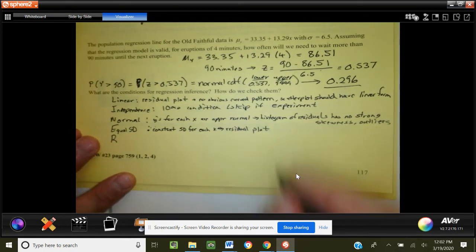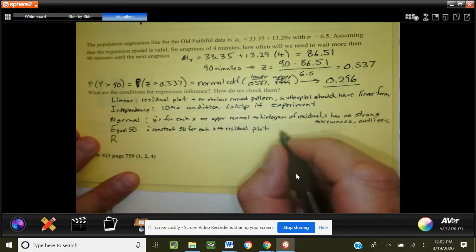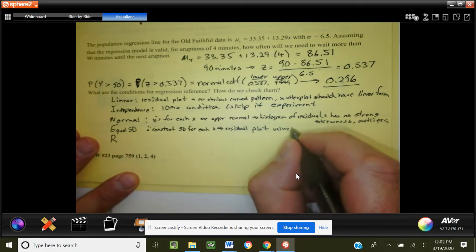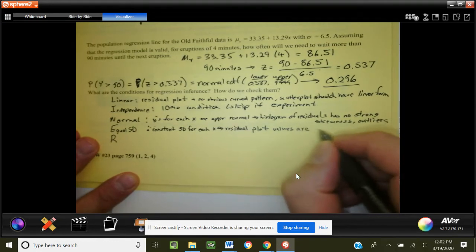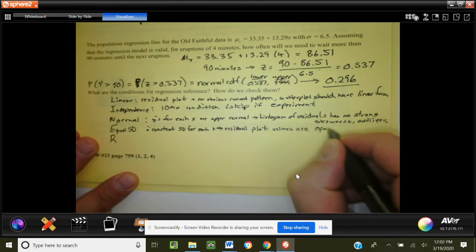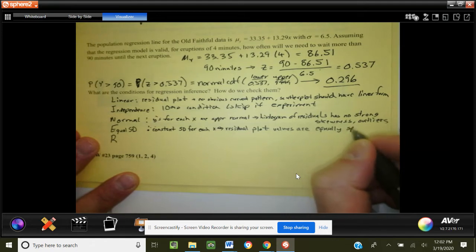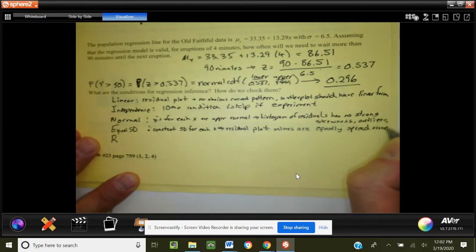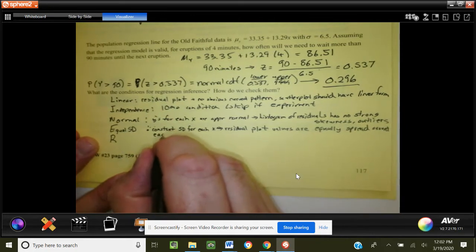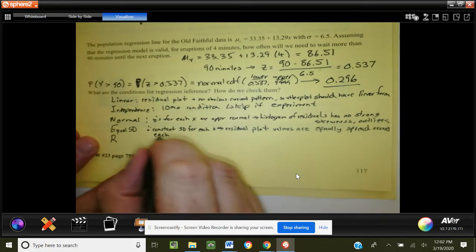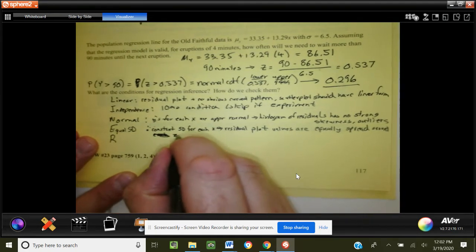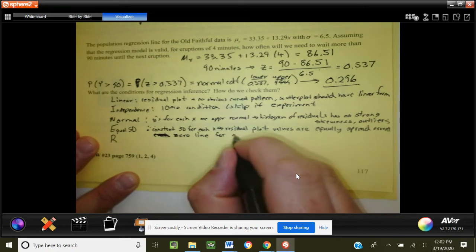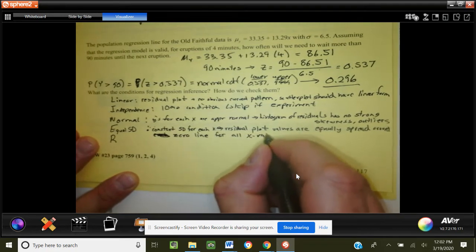So the residual plot values are fairly equally spread around the zero line, which is that horizontal line in the middle, for all the x values.